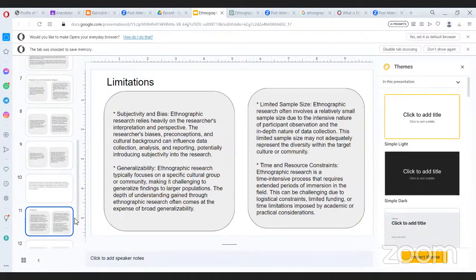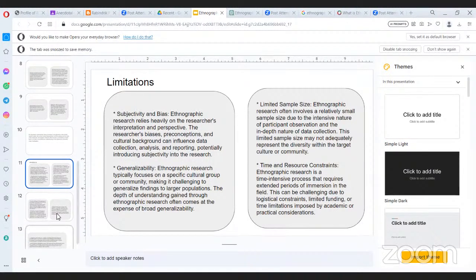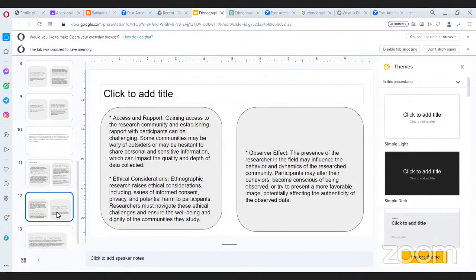So like all other research, when you want to do ethnographic research, you have to think about the limitations. Access and rapport. Gaining access to the research community and establishing rapport with participants can be challenging. Some communities may be wary of outsiders or may be hesitant to share personal and sensitive information, which can impact the quality and depth of data collected.